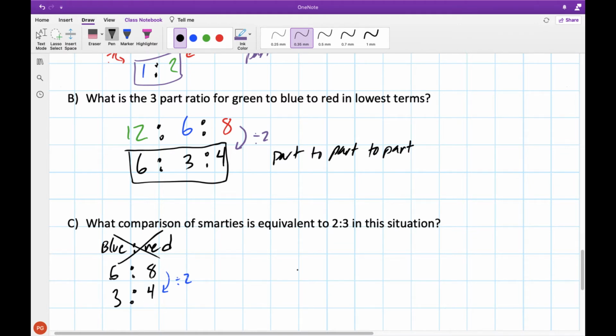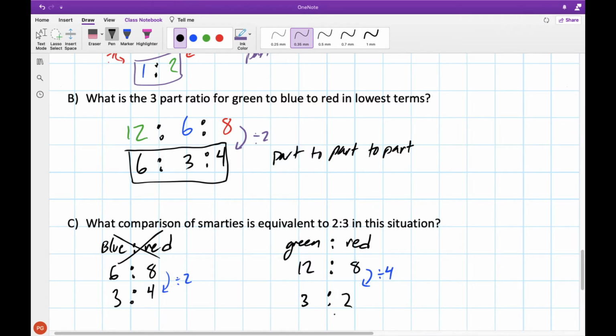I guess the only other combination we haven't tried is green to red. We know we have 12 green Smarties for every 8 red Smarties. In this case, not only can we divide both of these by 2, but we can actually divide both of them by 4. This divided by 4 would give us 3. This divided by 4 gives us 2. And we see we actually get really close to the answer.